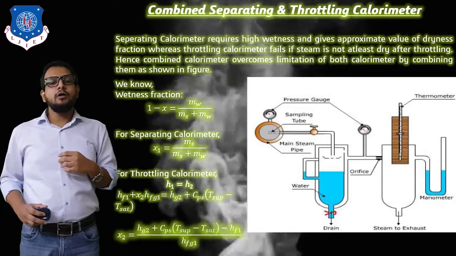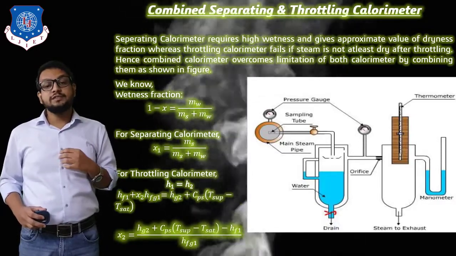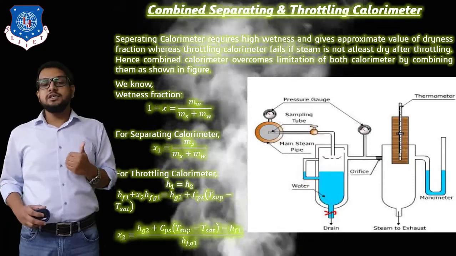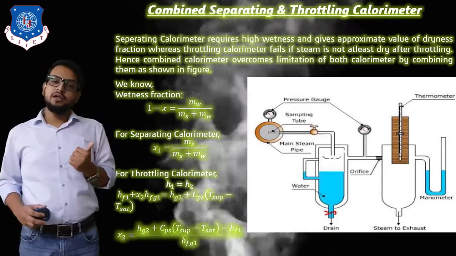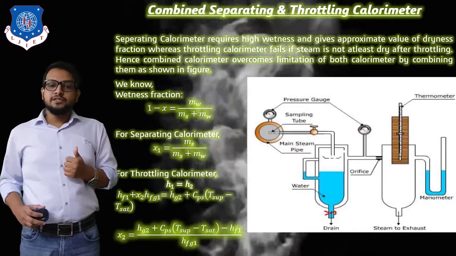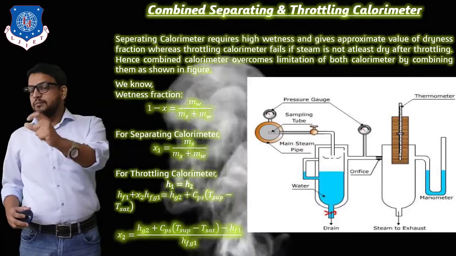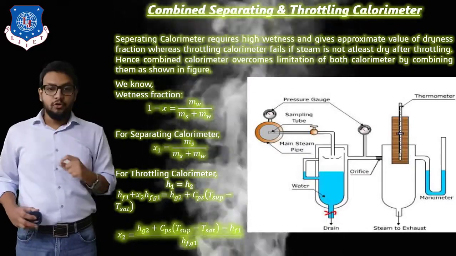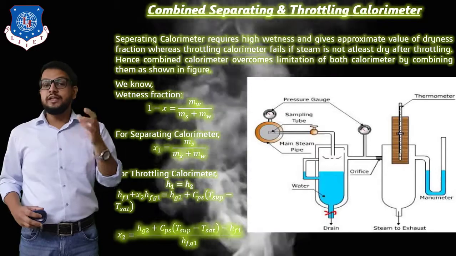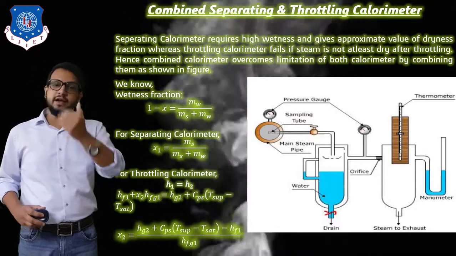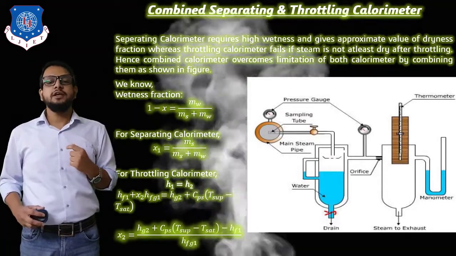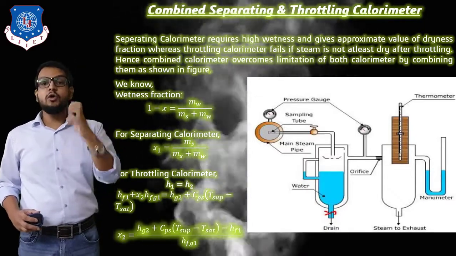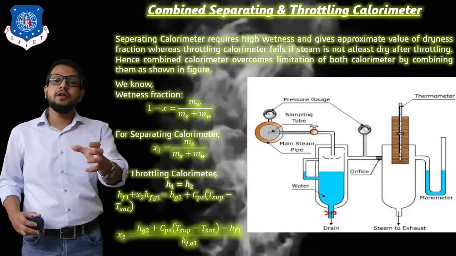Applying the formula of enthalpy of wet steam, we can say hf1 plus x2 hfg1 equals hg2 plus Cps (T sup minus T sat). Now why have I written x2? x2 is the dryness fraction obtained by using throttling, and x1 is the dryness fraction obtained by using separating. So we can say that x2 is equal to hg2 plus Cps (T sup minus T sat) minus hf1, upon hfg1. But what do we need to find out?